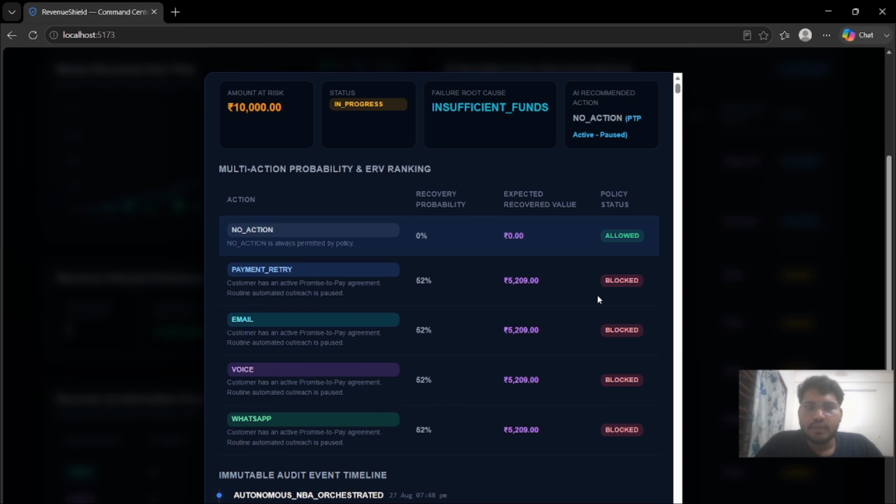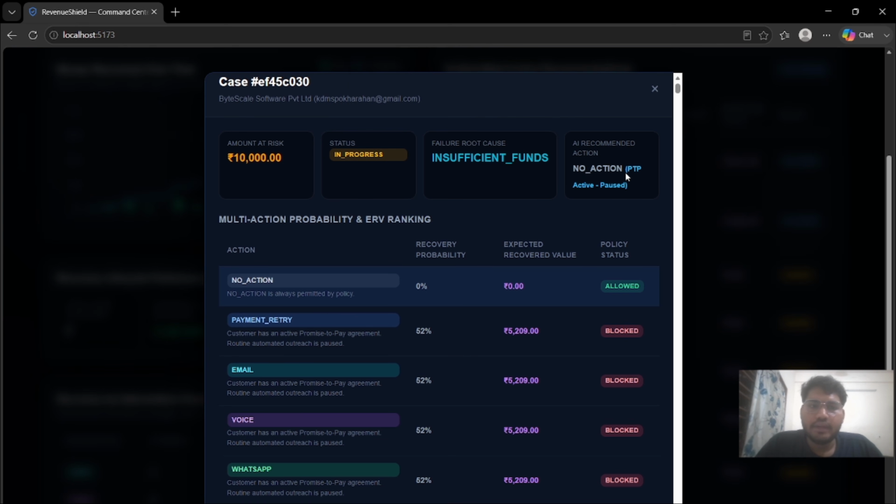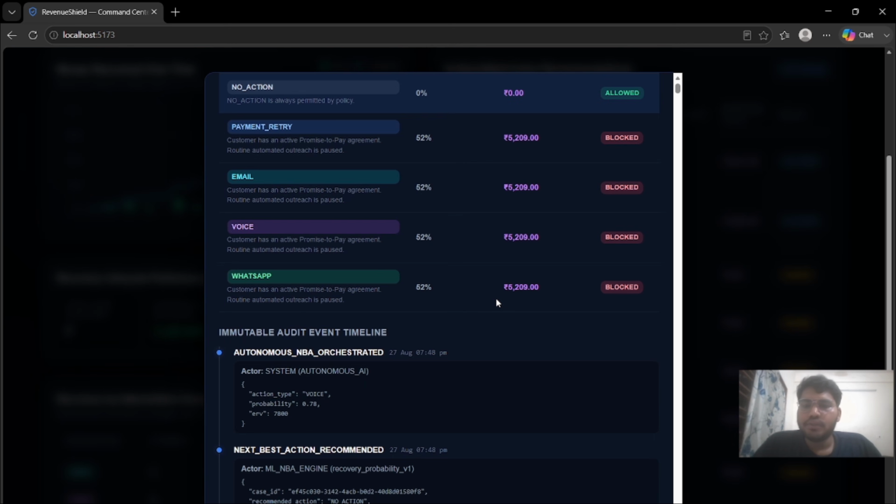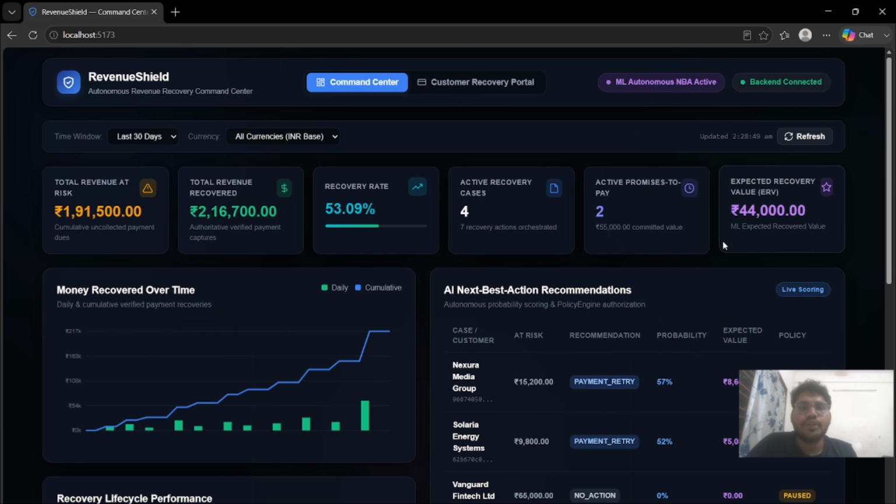Here you can see that the policy status of the revenue channels is blocked. This is because we have an active promise to pay. The customer has agreed to pay this revenue by 29th of August. So our policy engine enforces rules so that customers who promise to pay later are not spammed with unnecessary communications and bills. Also, we have enforced a policy of quiet hours, so this system will not make autonomous recovery calls during night hours.